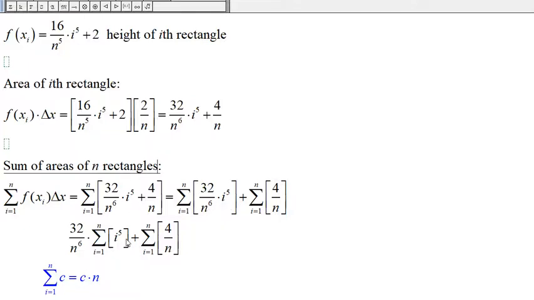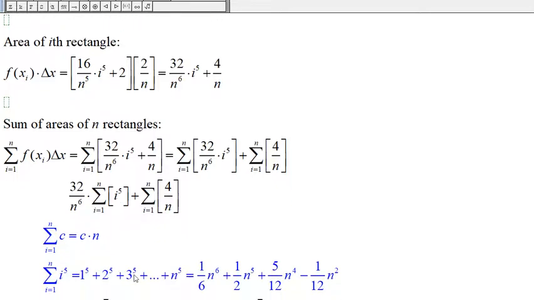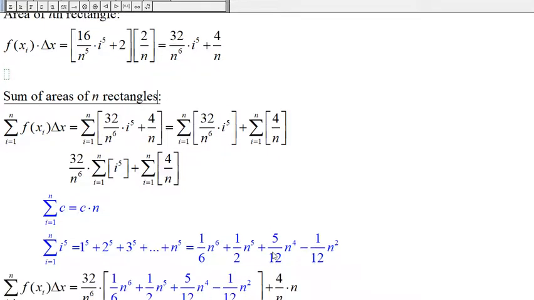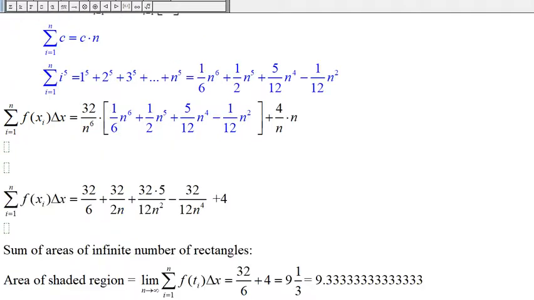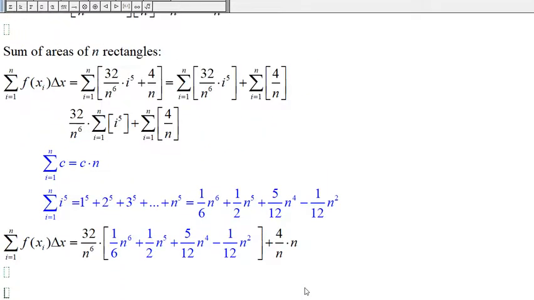This is the summation of i to the 5th, so we need a formula for the summation of i to the 5th, which is this right here. And so now the summation of i to the 5th, we'll replace it with this. So this becomes this expression right here, and as mentioned, this is 4 over n times n, because it's the summation of a constant as far as i is concerned.